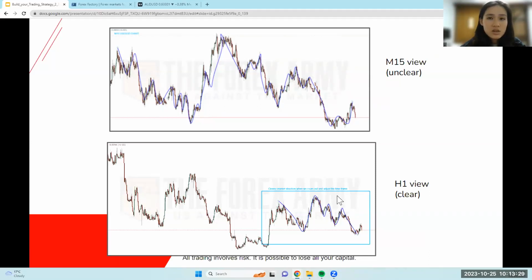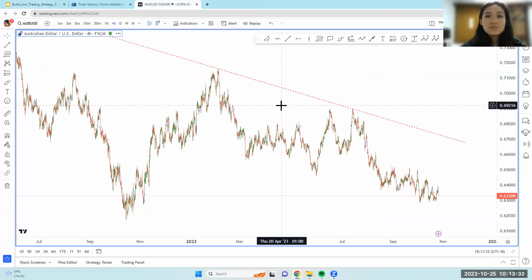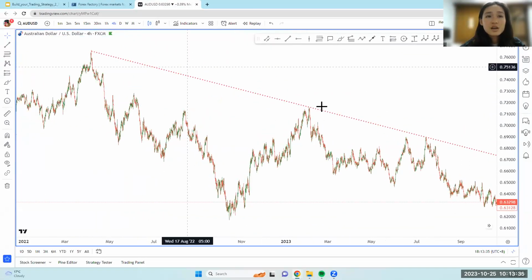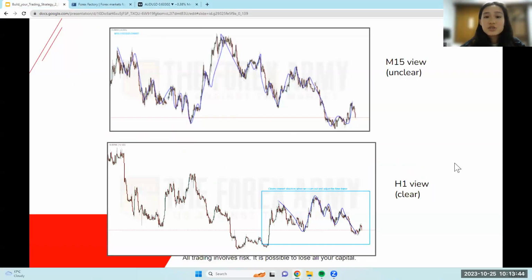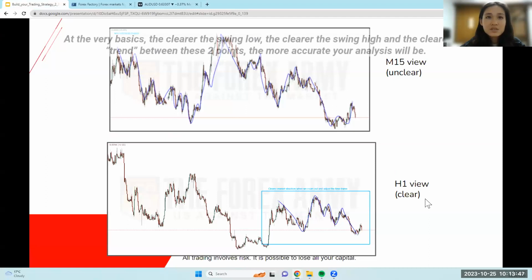There's also graphical tools. Like you saw over here, I have a really nice descending trend line with a very clear market structure. And this is also part of graphical analysis. It shows you the trend really clearly as well. So at the very basics, the clearer the swing low or swing high, and the clearer the trend between these 2 points, the more accurate your analysis will be. So apart from having your own preference on which time frames you like to use as a day trader, it's also important to take note of which time frame gives you the clearest market structure.